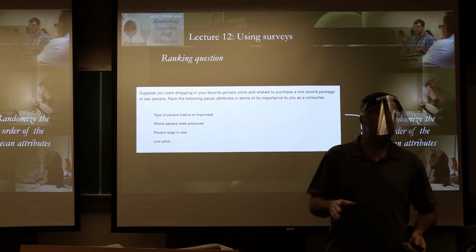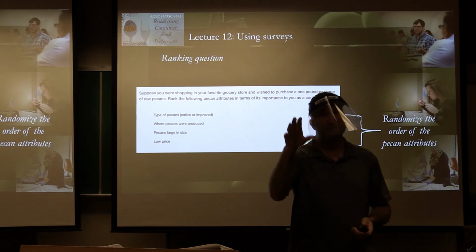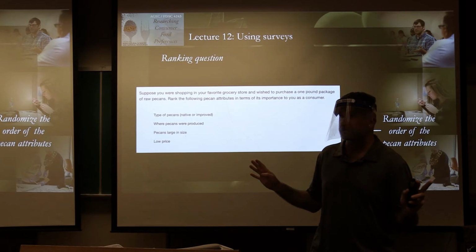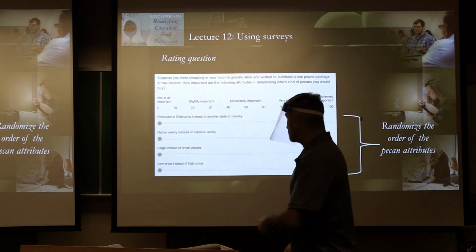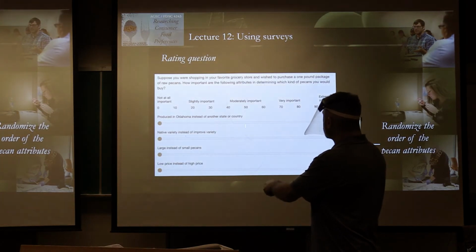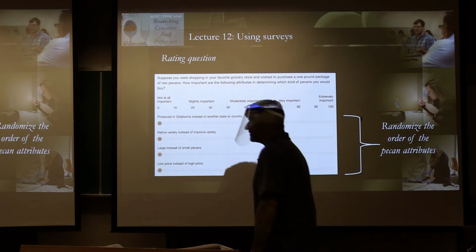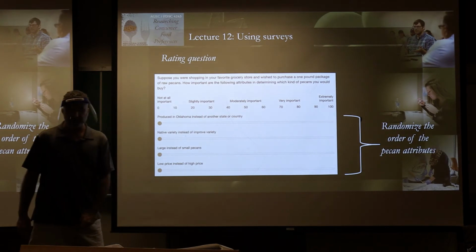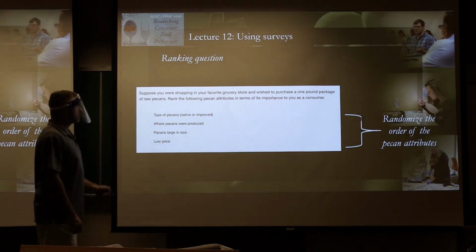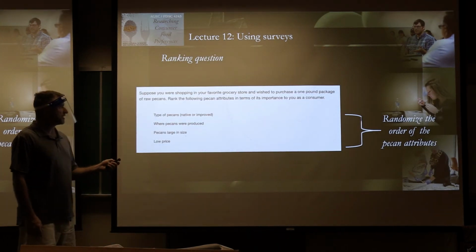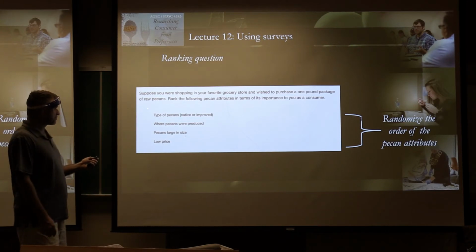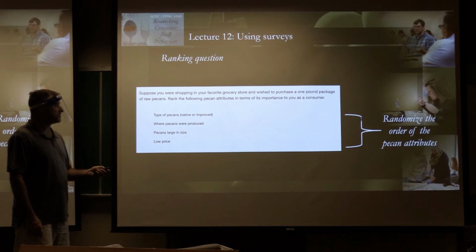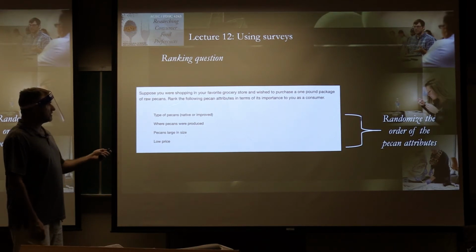But this is where we want to force people to choose one attribute over another. So we're saying no more ties. We're not going to let you rate all attributes the same. So here, they could have given each attribute the same score, 50, all the way. What if we want to force you to choose? Well, here we say, suppose you were shopping in your favorite grocery store and wished to purchase a 1-pound package of raw pecans. Rank the following pecan attributes in terms of their importance to you as a consumer. And I forgot to update it.